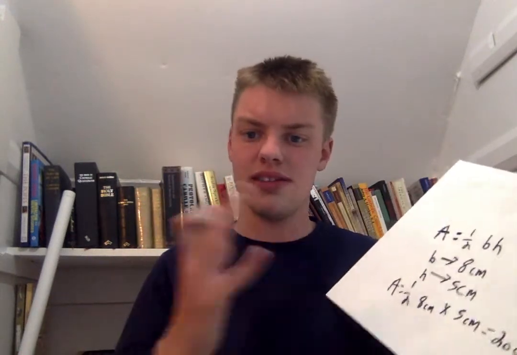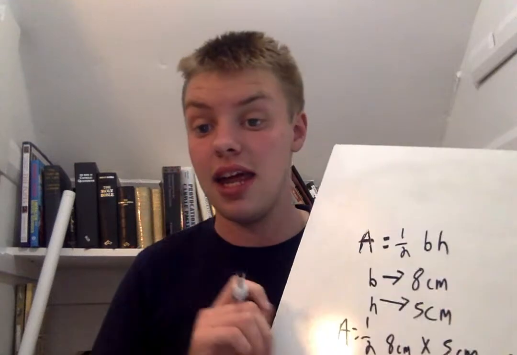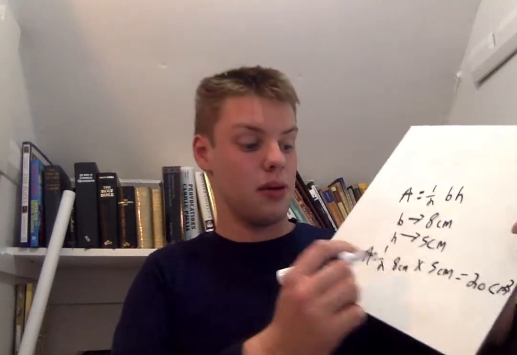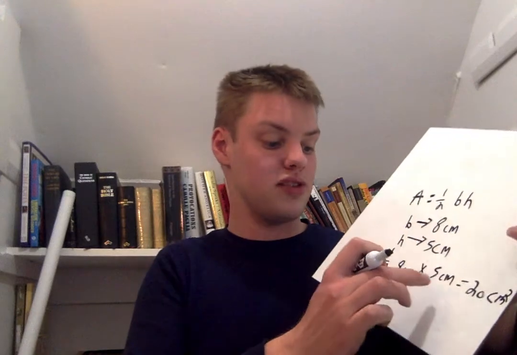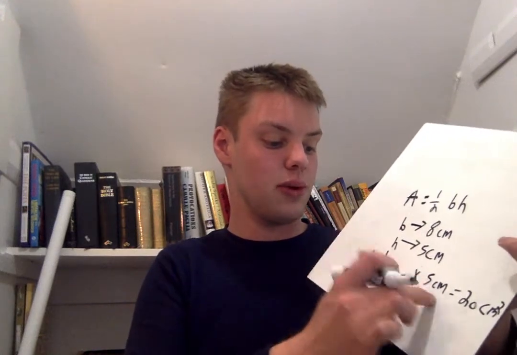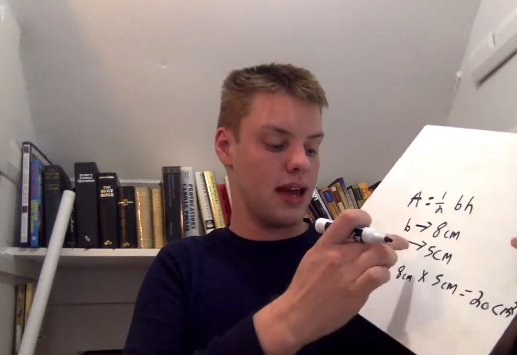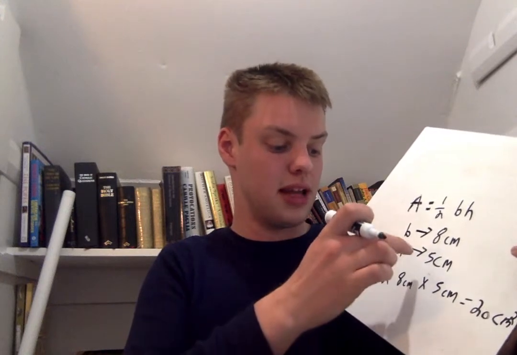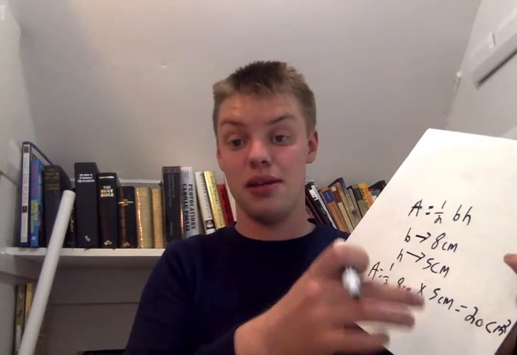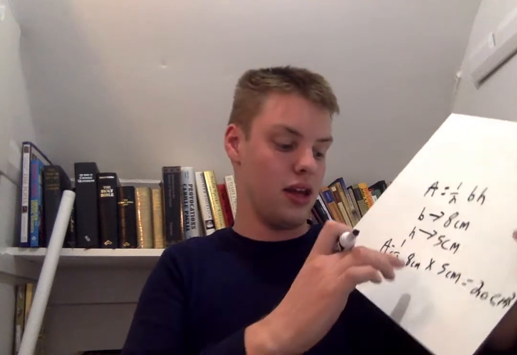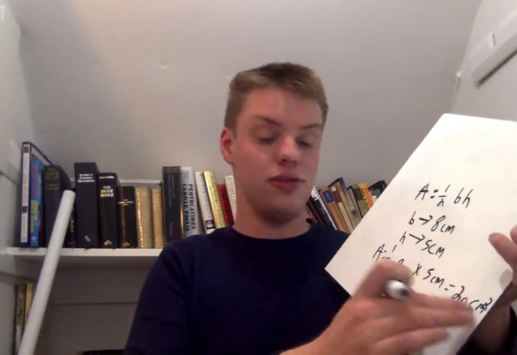20 what? 20 centimeters. But not just 20 centimeters, but 20 centimeters squared, because we multiply centimeter by centimeter, therefore it's squared. 1, 2. So we use our exponents, centimeter squared.